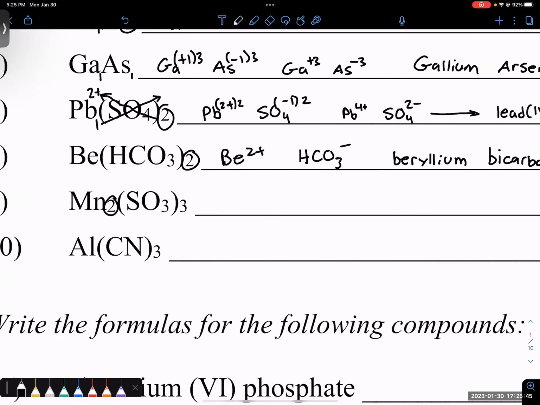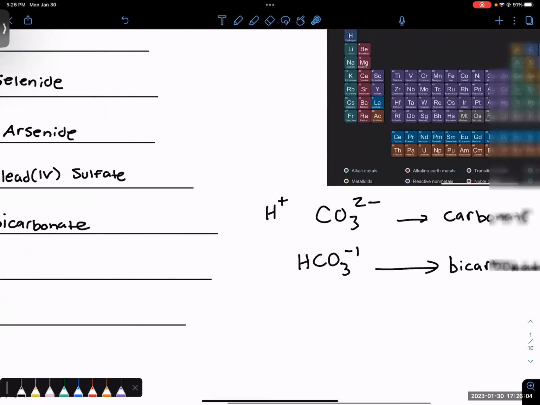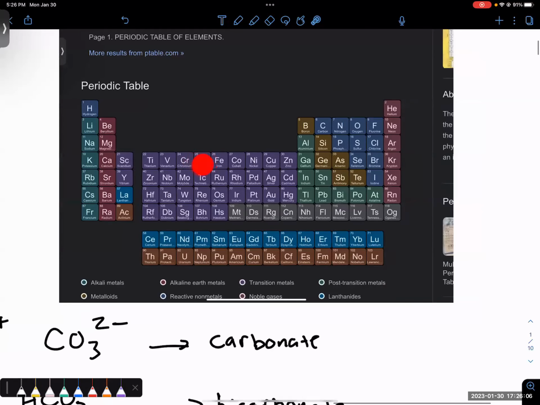So next thing we have here, this thing will go up there. And this 3 will go up there. So you get Mn3+ SO3 2-. We know Mn is in the transition metal series, so it probably can have more than one charge, especially since it's not one of the ones that has a fixed charge, which is zinc, cadmium, silver, and scandium. So we know we need to use a Roman numeral.